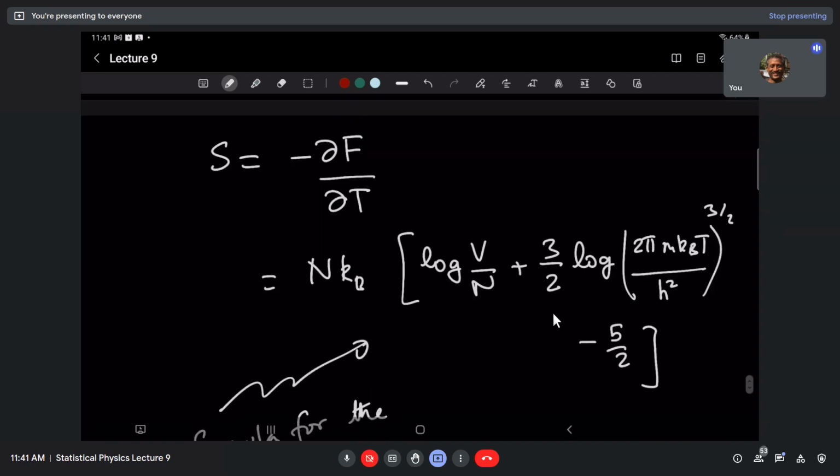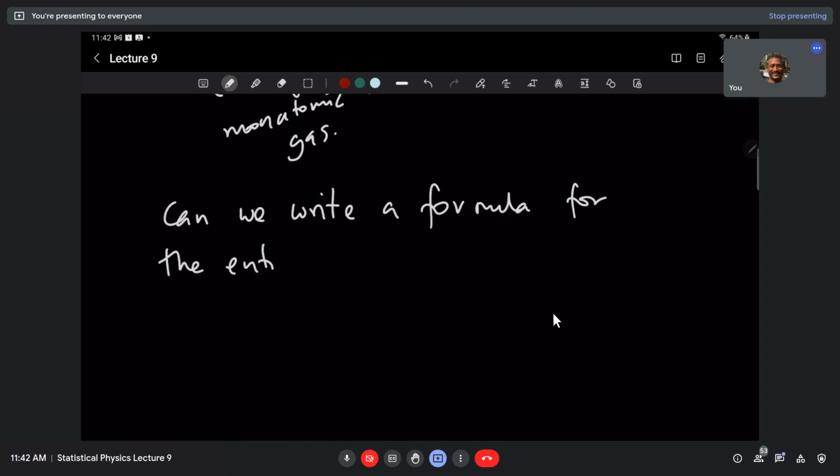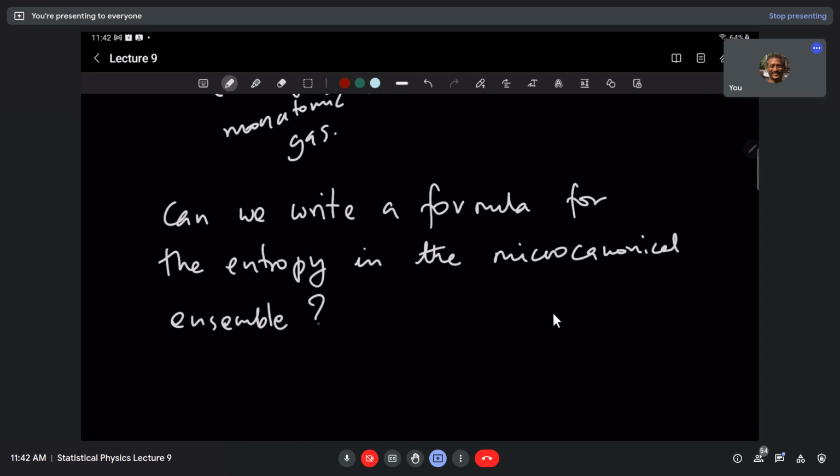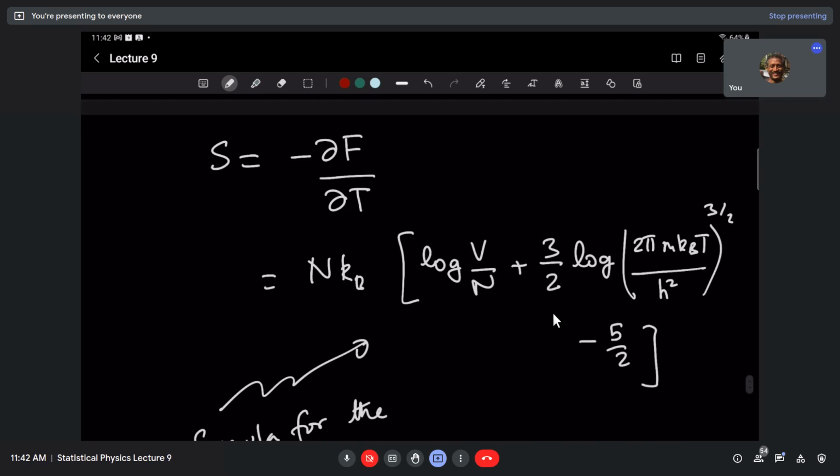But now we can ask, can we write a formula for the entropy in the microcanonical ensemble? So we got this S here as a function of T. It's not a function of U. So now can we get a formula? The question to you is, can we get a formula for S where we trade T for U? How would we do that?